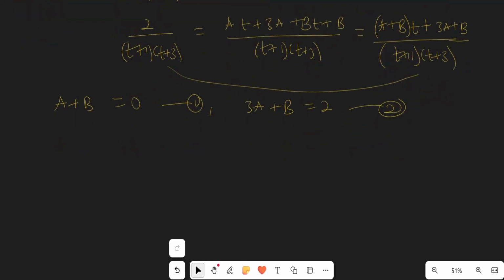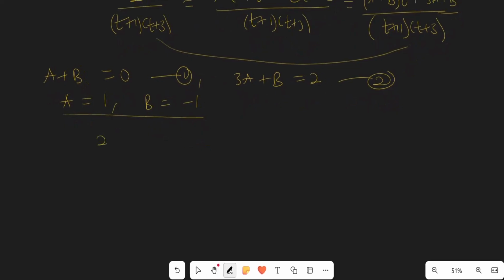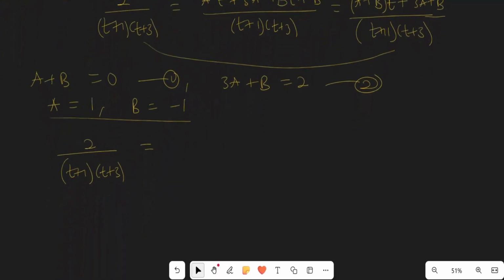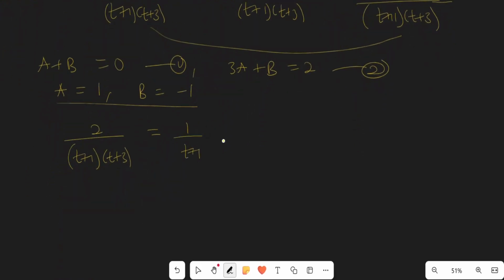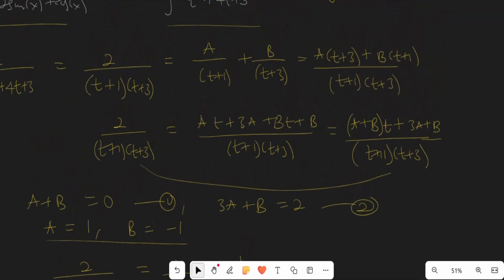If you solve 1 and 2 simultaneously, you are going to get a equals 1 and b equals negative 1. So 1 minus 1 is 0, and then 3 minus 1 is 2. These are the two values of a and b that will satisfy these two equations. So our rational function, 2 over t plus 1 times t plus 3, can be written as a over t plus 1 minus b over t plus 3, where a is 1 and b is 1, that is, 1 over t plus 1 minus 1 over t plus 3.